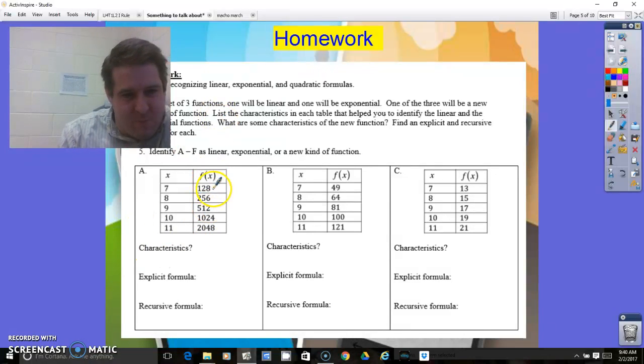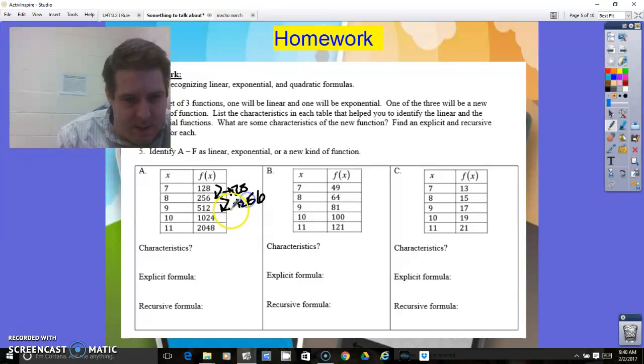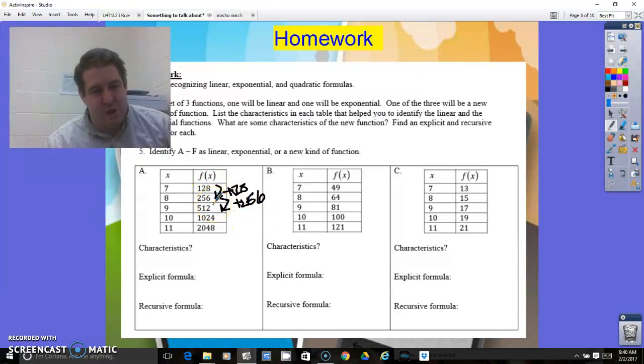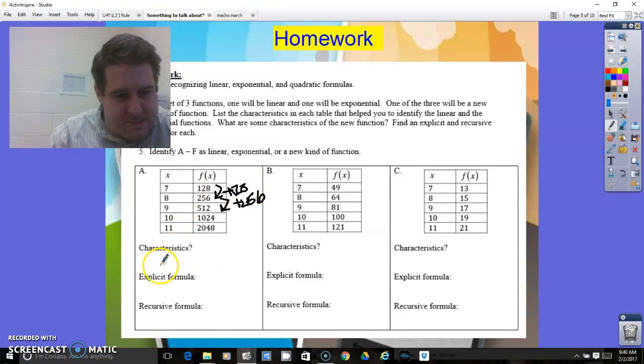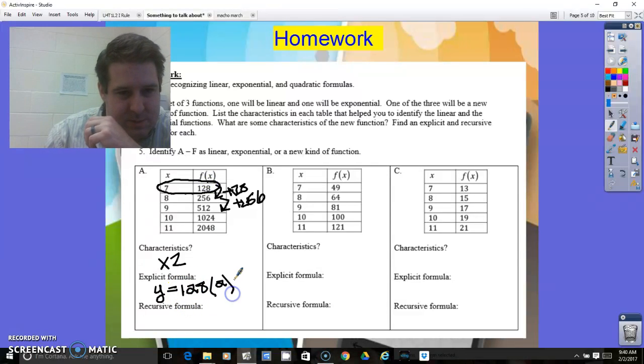So characteristics. I'm looking at 128 to 256. That is adding 128. And then this is going to be adding 256. And then what you're noticing here is that the numbers are really just multiplying by 2. So since it's a geometric pattern, and it's times 2, that tells us this is an exponential equation. The explicit formula would be y equals starting point, which I'm going to simply use the 7th term, which is 128, times the pattern of 2 to the x minus 7, because that's the 7th term.